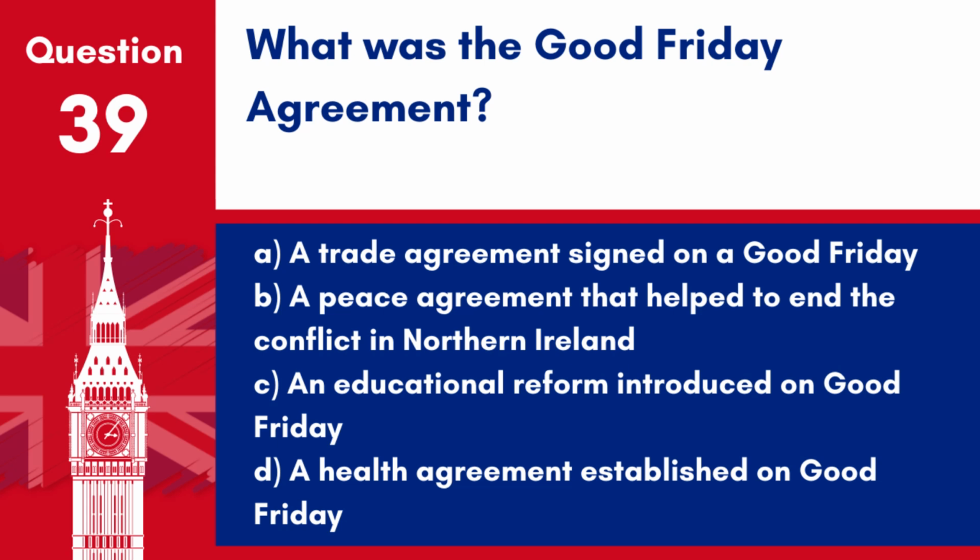Question 39. What was the Good Friday Agreement? A. A trade agreement signed on Good Friday. B. A peace agreement that helped to end the conflict in Northern Ireland. C. An educational reform introduced on Good Friday. D. A health agreement established on Good Friday.